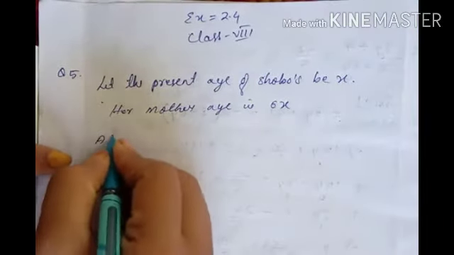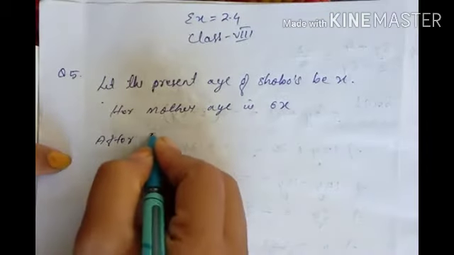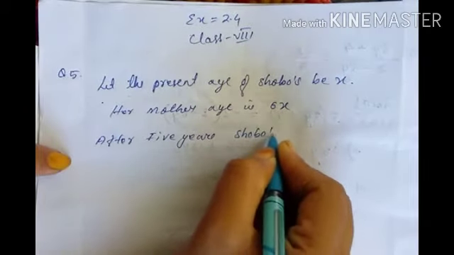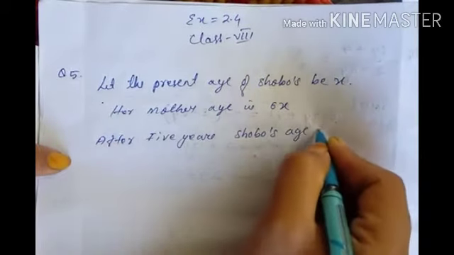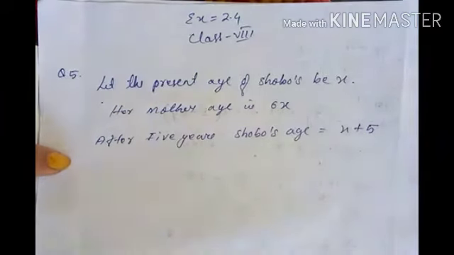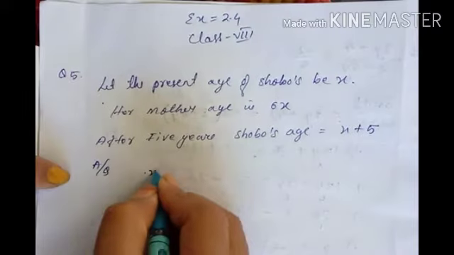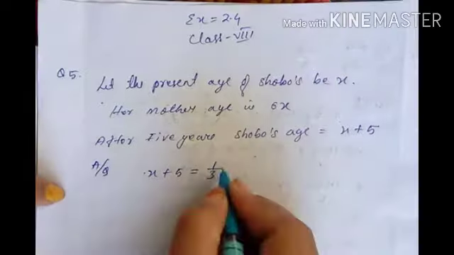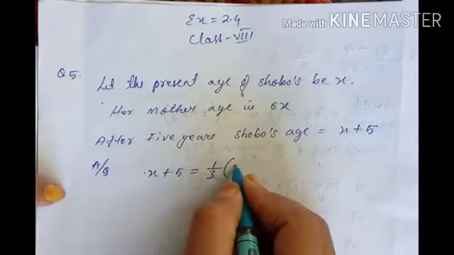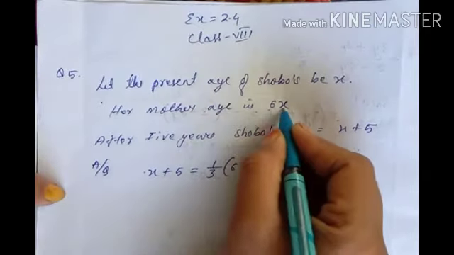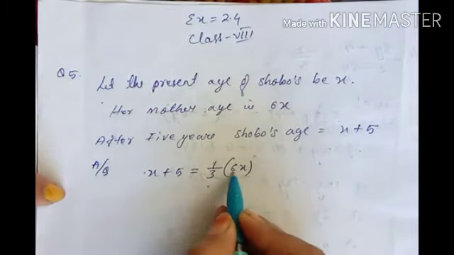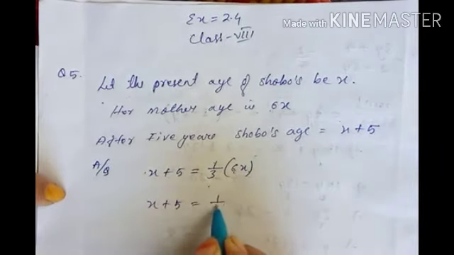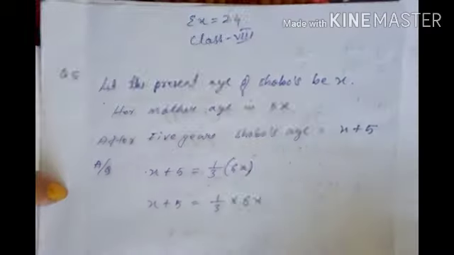Now after 5 years, Subho's age will be how much? x plus 5. So according to the question, x plus 5 is equal to 1/3 of her mother's age. What is her mother's age? 6x. That means 1/3 into 6x. Okay, now you will solve this: x plus 5 equals 1/3 into 6x.